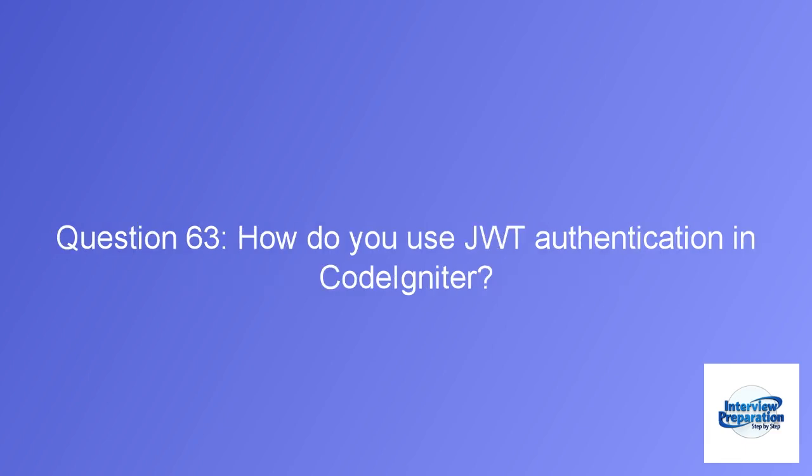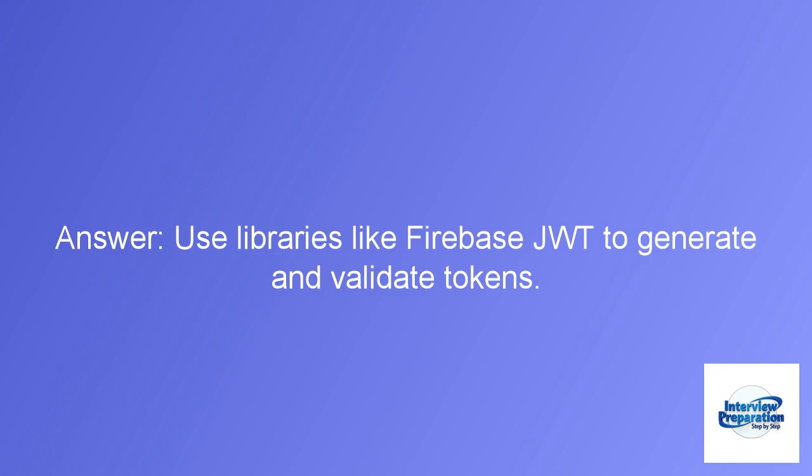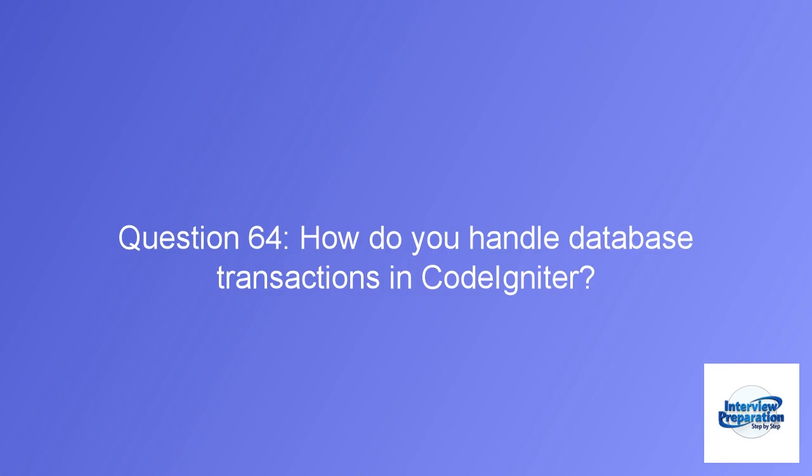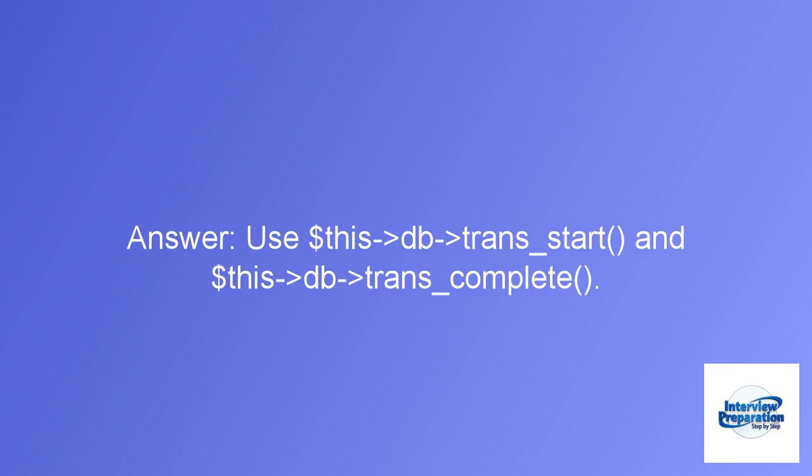Question 63. How do you use JWT authentication in CodeIgniter? Answer. Use libraries like Firebase JWT to generate and validate tokens. Question 64. How do you handle database transactions in CodeIgniter? Answer. Use $this->db->trans_start and $this->db->trans_complete.